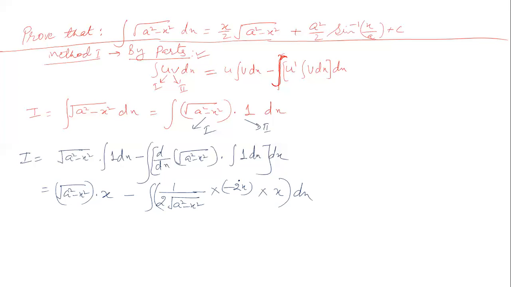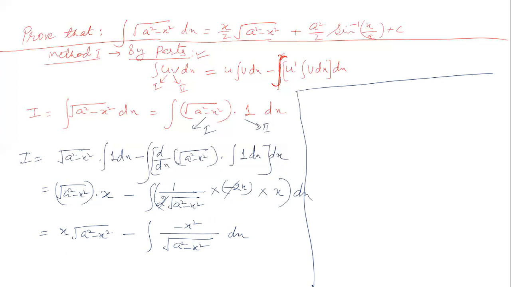2 will cancel out over here and it would be x into square root of a square minus x square minus x square upon square root of a square minus x square dx. Now we have minus x square minus a square. In the next step, what we will do, we will add and subtract a square in this. Say I equals, this first term will remain as it is, minus, adding a square and subtracting a square.